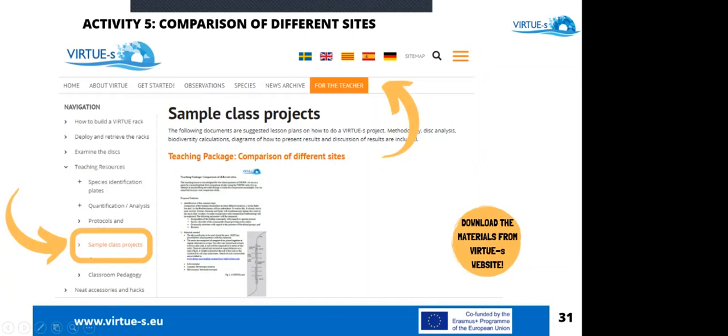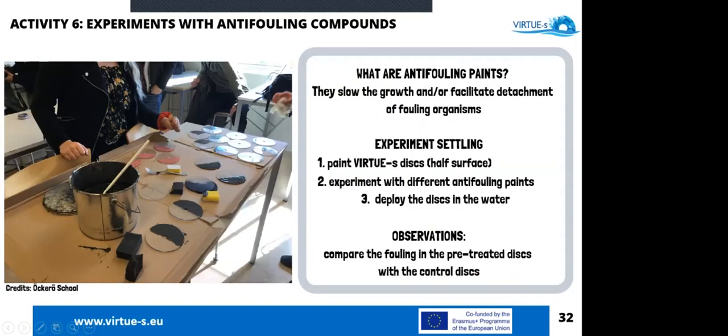Here you will find instructions on how to set up this type of experiment to compare different sites, and also ideas on what to investigate. Another activity that can be done with Virtuous discs is the experiment with antifouling compounds to test their antifouling properties. So what are the antifoulings?